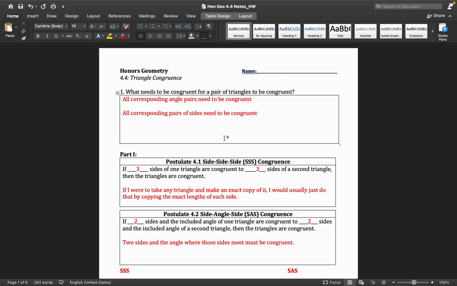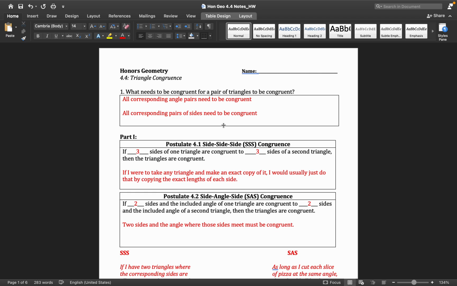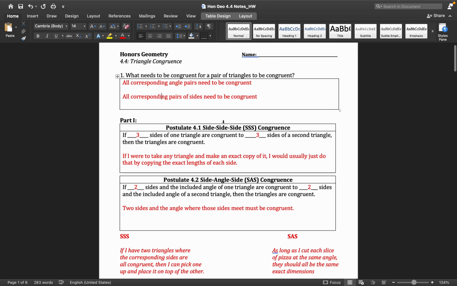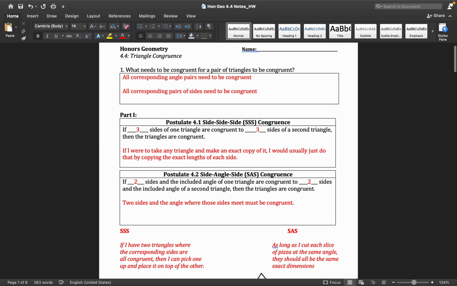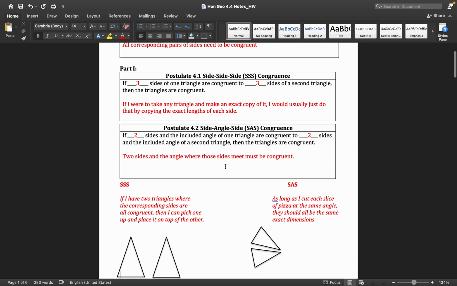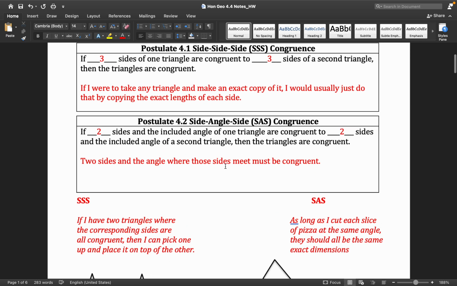So that's what we've been working with the last week or so, trying to prove that all of those matching sides are congruent and all of those matching angles are congruent. But today we're going to learn a shortcut, or two. We're going to learn about side, side, side, and side, angle, side congruence.